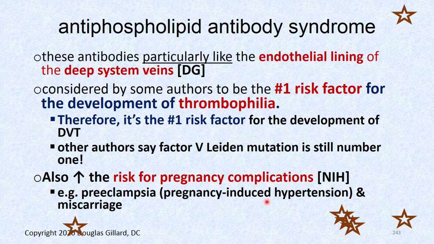So these antibodies love the endothelial lining. I just said that. Considered by some authors the number 1 risk for the development of thromboemboli. Okay, again, we're going down that hole. Isn't this the same slide? I don't know. So what else does antiphospholipid antibody syndrome do?